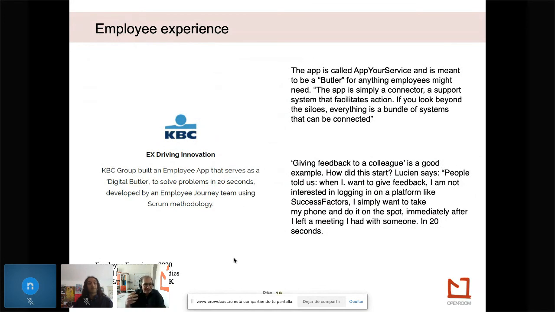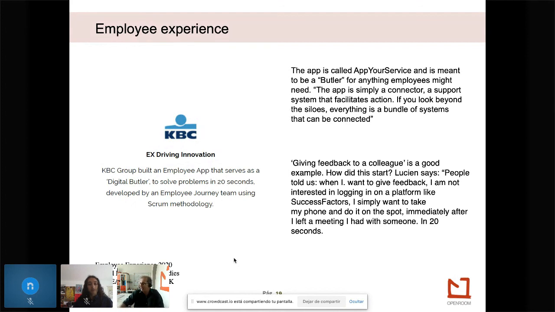So they rethought all the processes. For example, asking for paid leave. It's impossible to make that in 20 seconds, they said, and then they found another way to do it: just take a photograph, send it to HR, and HR will respond. You made it in less than 20 seconds. That's the right way to do it.